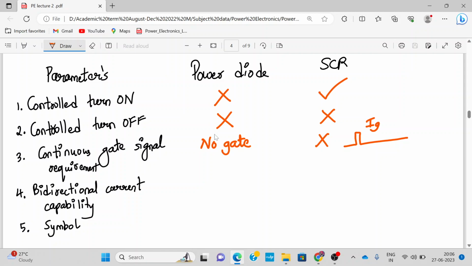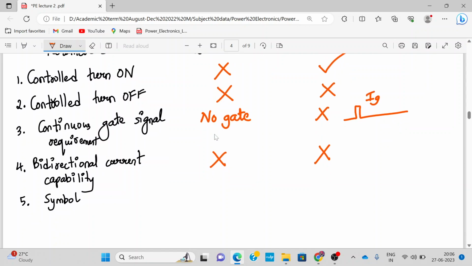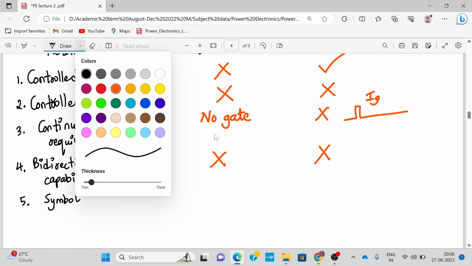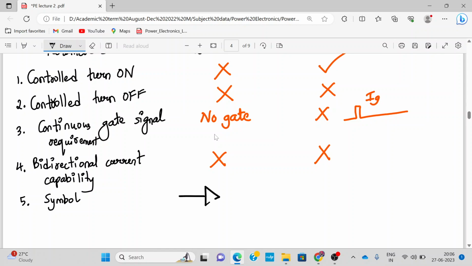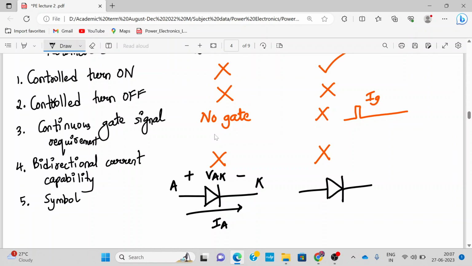Whether we have a bidirectional current capability in power diode? No. Whether we have it in SCR? No. And why no? Because both are unidirectional devices. Let me draw its symbol now. So this is my A, K, this is VAK, and this is my current flow in one direction. Whereas my symbol for SCR will look like this. It will have the third gate terminal, gate, this is anode, cathode, plus minus VAK voltage across the SCR, and current also flows from anode to cathode alone. So both are unidirectional devices.